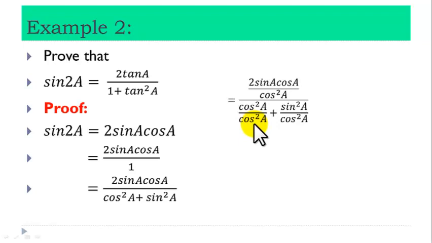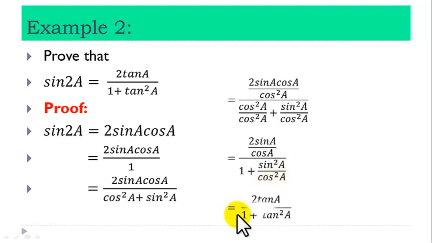And this will give us 2 sin A over cos A all over 1 plus sin squared A all over cos squared A. But sin A over cos A is tan A, and sin squared A over cos squared A is tan squared A. So therefore, sin 2A is equal to 2 tan A all over 1 plus tan squared A.